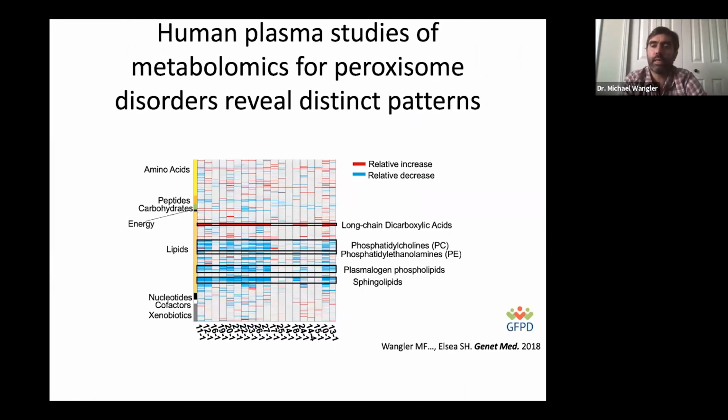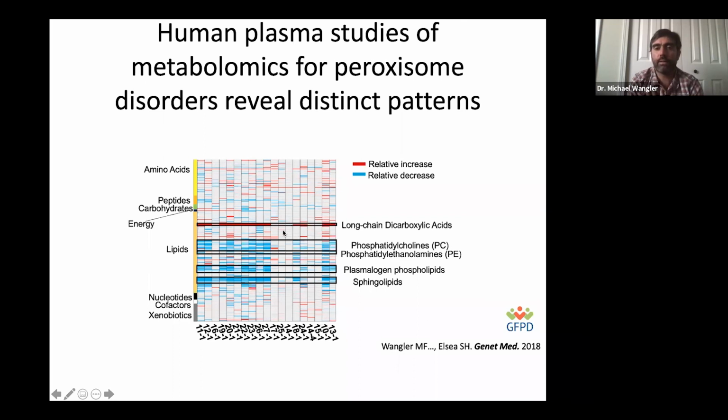This was actually from our own research, and the reason I wanted to show it is that this was a study where we looked at a number of patients, and the GFPD helped us conduct this study. The majority of the individuals in this cohort had PEX1 mutations and were in either the intermediate or mild range. What's being shown in the columns is each individual with a peroxisomal disorder, and across the rows are hundreds and hundreds of biochemicals: amino acids, peptides, carbohydrates, energy metabolites, lipids, nucleotides, cofactors.